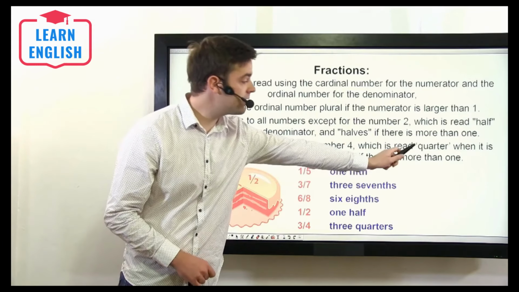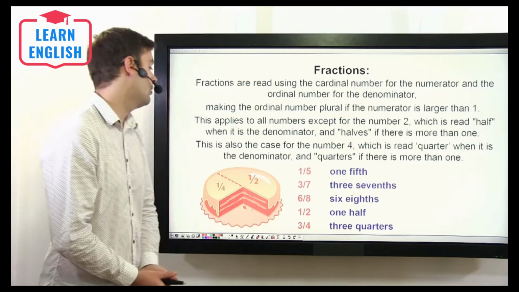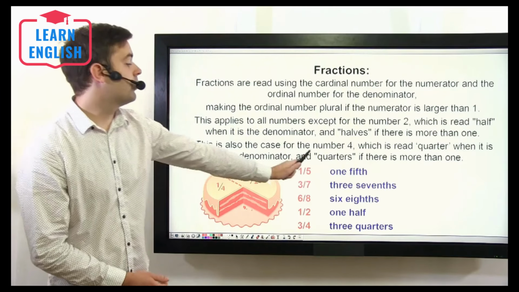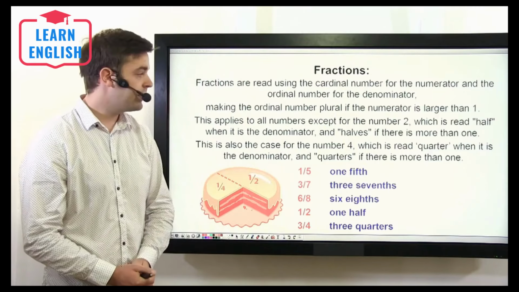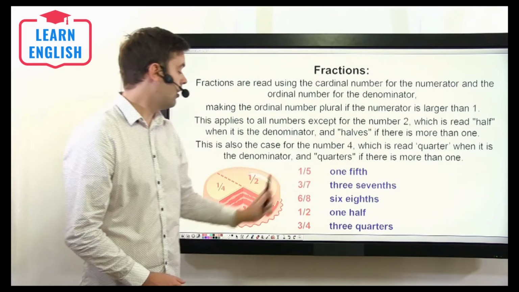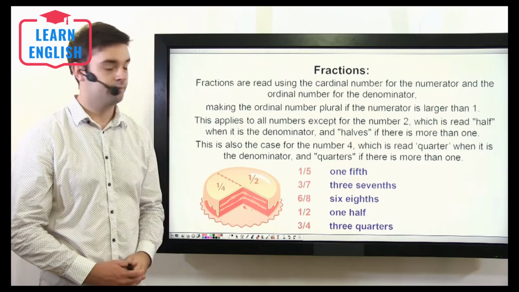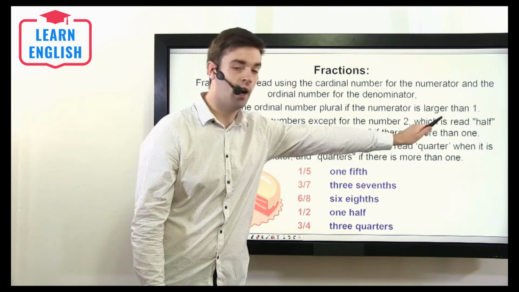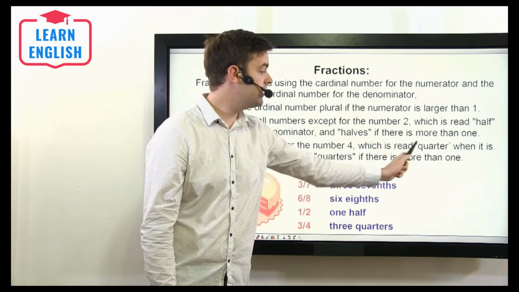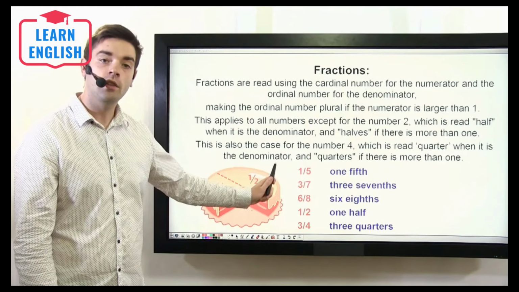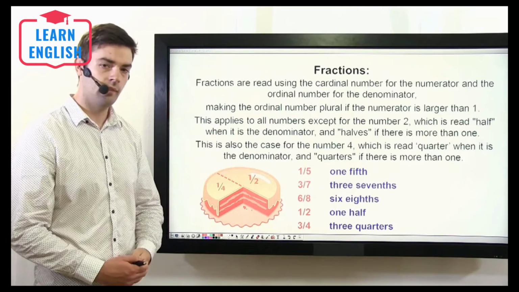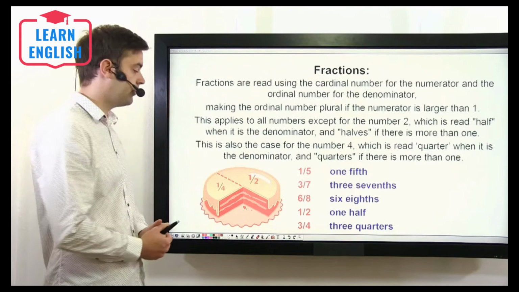This is also the case for number 4, which is read as quarter, and quarters if there is more than one. This is only the case when 2 and 4 are the denominator. So 2 is half, 4 is quarter. And that's only when they're the denominator. Let's have a look at some examples here.